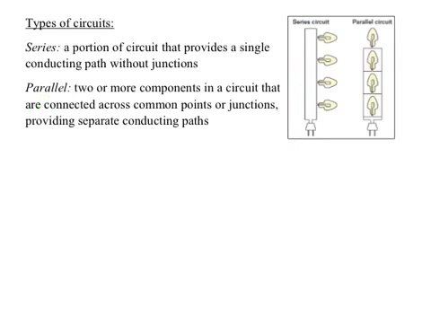Whereas in a parallel circuit, there are two or more components in a circuit that are connected across common points or junctions, and these provide separate conducting paths. So for example, part of the charge will go through here and come back through, while at the same time another part of the charge branches off and goes here and through the second bulb. Another part of the charge branches off here and goes to the third bulb. So these all occur on different conducting paths.